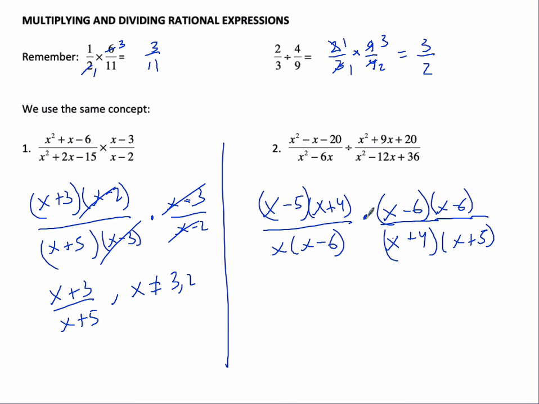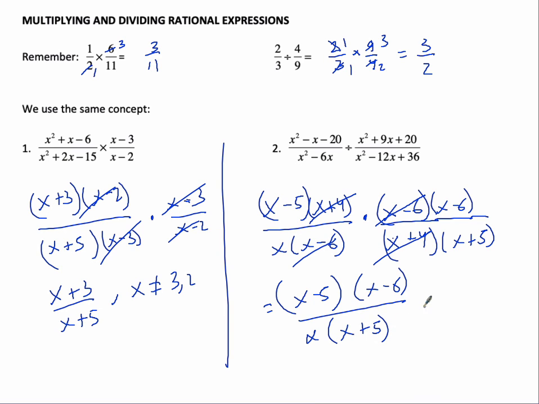Once we've got this as a multiplication statement, we can simplify numerators and denominators if possible. These x minus 6's cancel, x plus 4's cancel, and that's about it. So your numerator here is going to be x minus 5, x minus 5, and x minus 6. You can expand that if you want to, and the denominator is going to be x plus 5. Restrictions: x can't be 6 or negative 4.